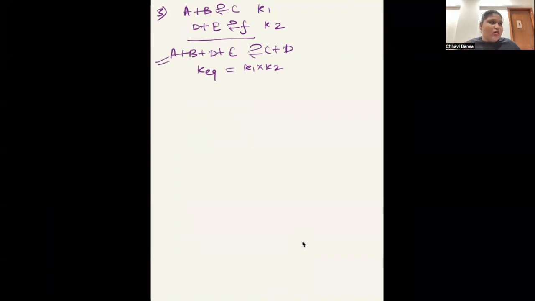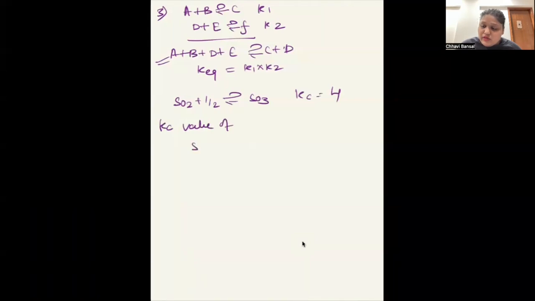Fine. So this is about how the equilibrium constants are going to change. Let's take an example. The equilibrium constant of the reaction SO2 plus half O2 forming SO3, fine, the Kc value is 4. Now you have to find out the Kc value of 2SO3 going to form 2SO2 plus O2. Okay, we have to find out the Kc value of this reaction.